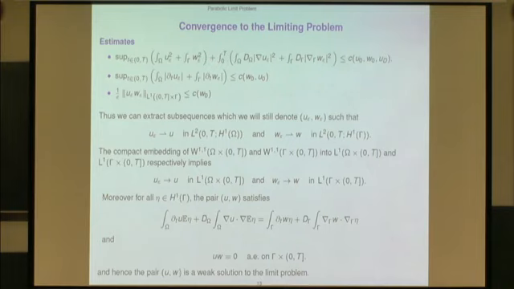Moreover, for every value of epsilon, the pair satisfies this formulation here, so it's clear that the limit satisfies it too. And finally, to check that the limiting pair we've constructed is a weak solution, we also have to check that UW is 0 almost everywhere, and that follows from this estimate when I send epsilon to 0. So we've constructed a weak solution to the limiting problem.